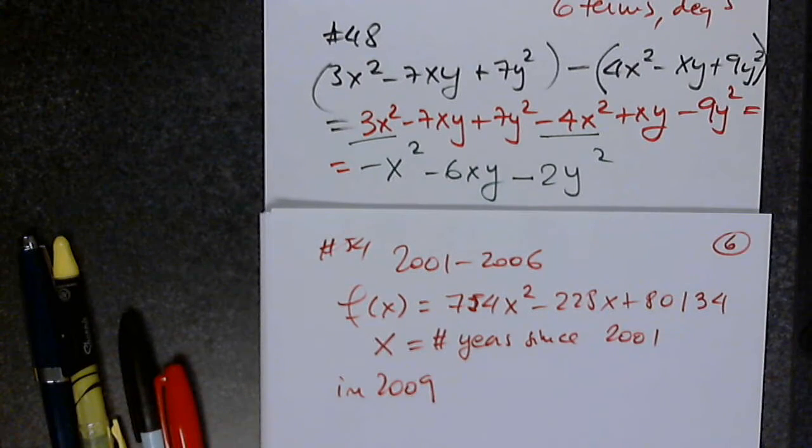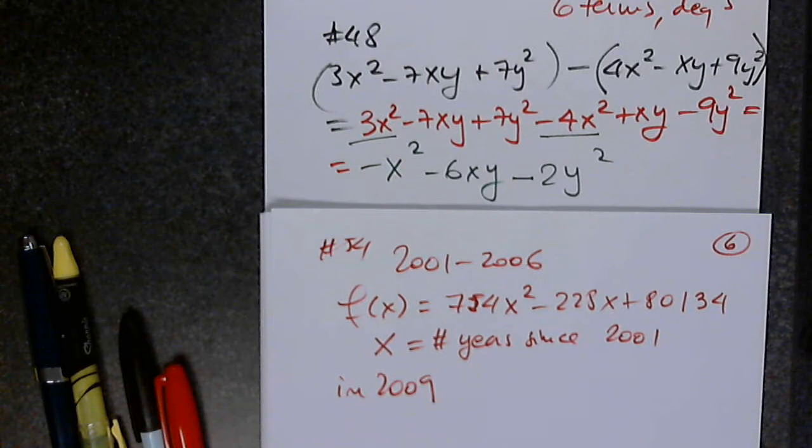So one more time, we're given a function. Honestly, they shouldn't give the function notation here because we haven't talked about the function notation, but they do, so that's okay. x is the number of years since 2001, and we're asked to find the revenue in 2009.